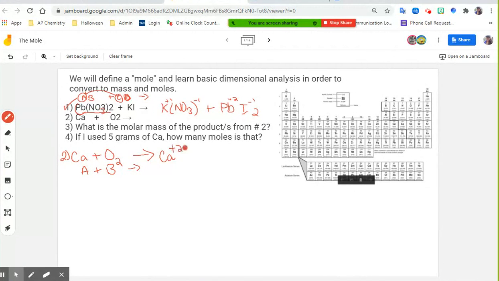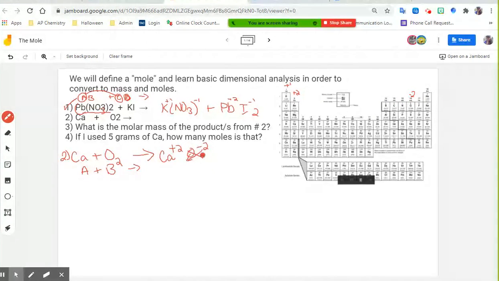who has a +2 charge. By the way, these charges I'm not just pulling out of midair. Calcium is in group 2. If you remember, we had a whole section where we had to combine things together, right? +1, +2, +3, -1, -2, -3, right? So +2. Oxygen is over here in group 16, so he has a -2 charge. So we're going to have oxygen with that -2.